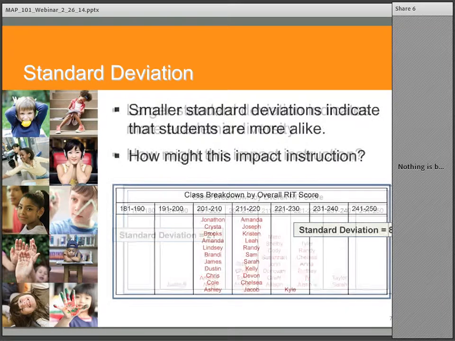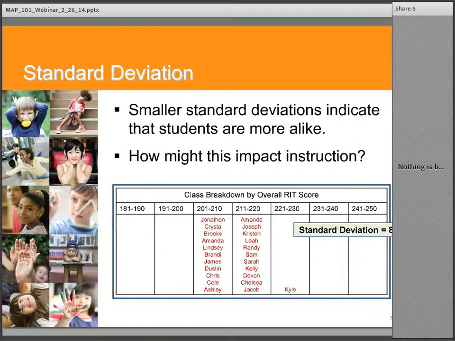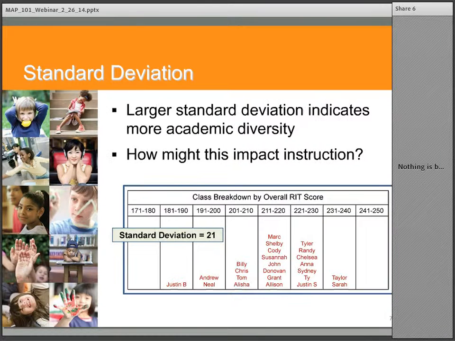Now, let's look at this one. Notice here how the students are closer together. We have from 201 to 210 and 222 to 230. The students are much closer. Look, the standard deviation here is only 8. We want to make sure we look at the standard deviation of our students. Let's look back here again. This is 21 and this is 8.